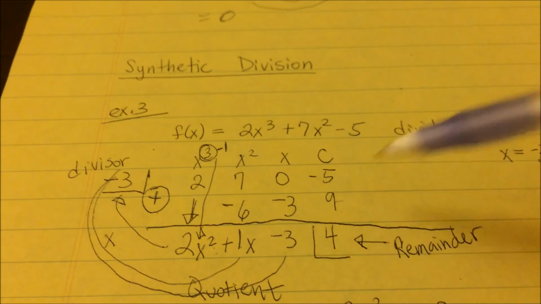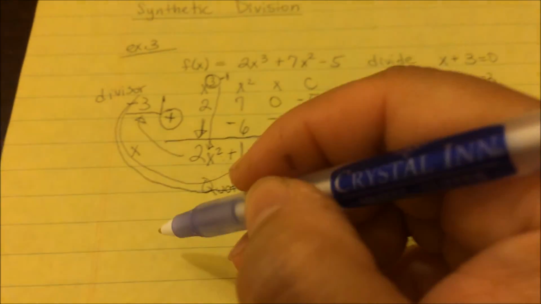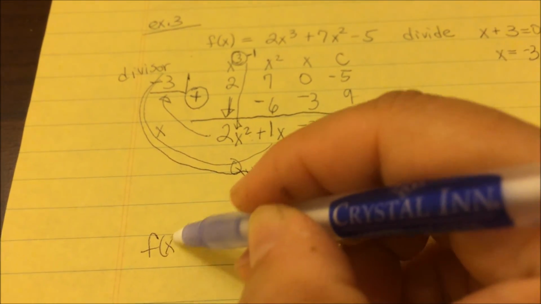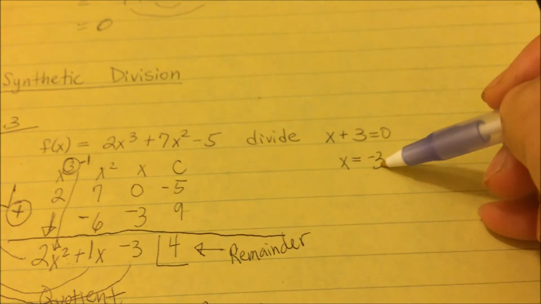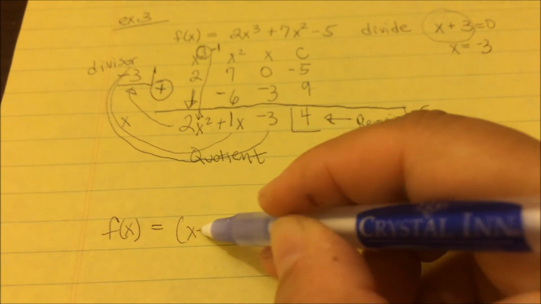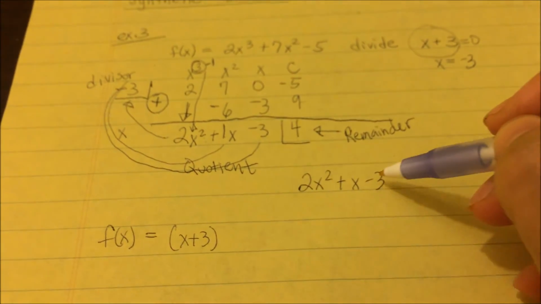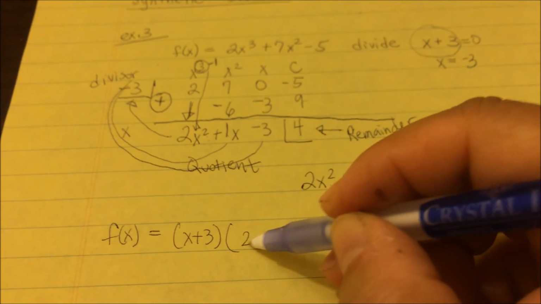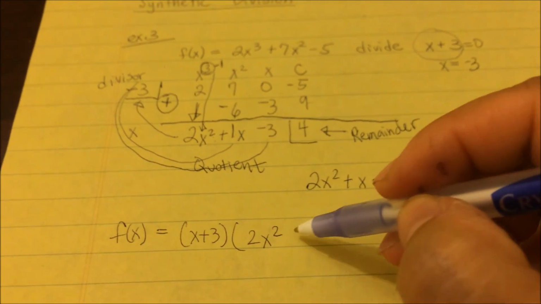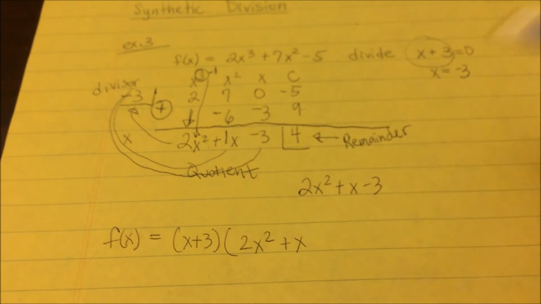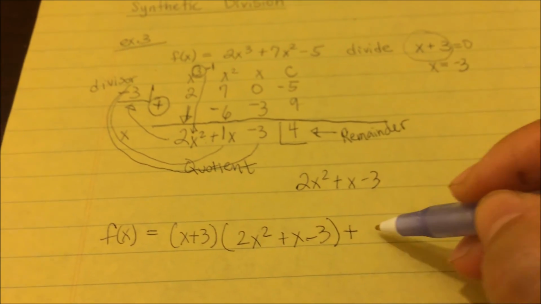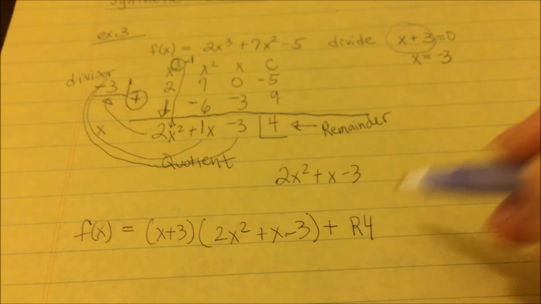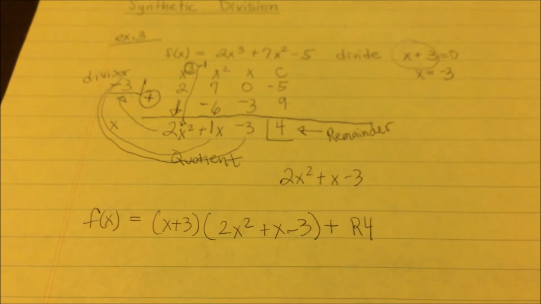Okay, so in this final answer right here, when we write this up, it's the same idea as the long division. We go f of x is equal to, and then this part right here, the x plus 3, is what we're going to put in the first part, x plus 3. And the quotient that we found was all of this right here: 2x squared plus x, minus 3. And then plus the remainder. In our case, the remainder was 4. So that's your final answer right there.